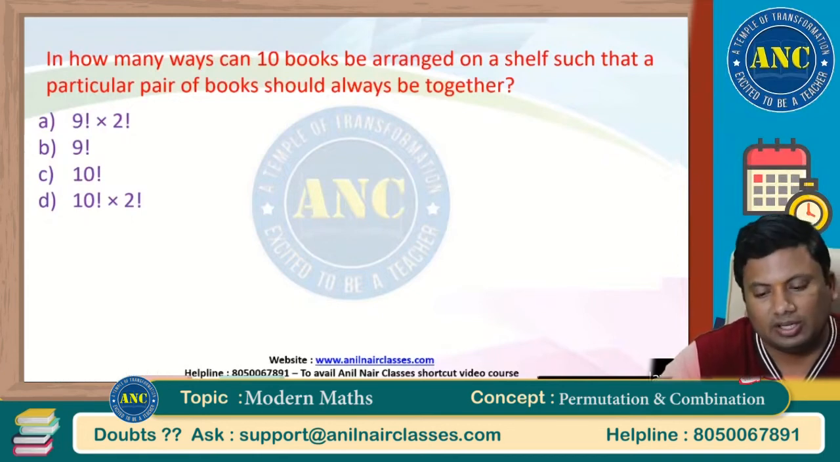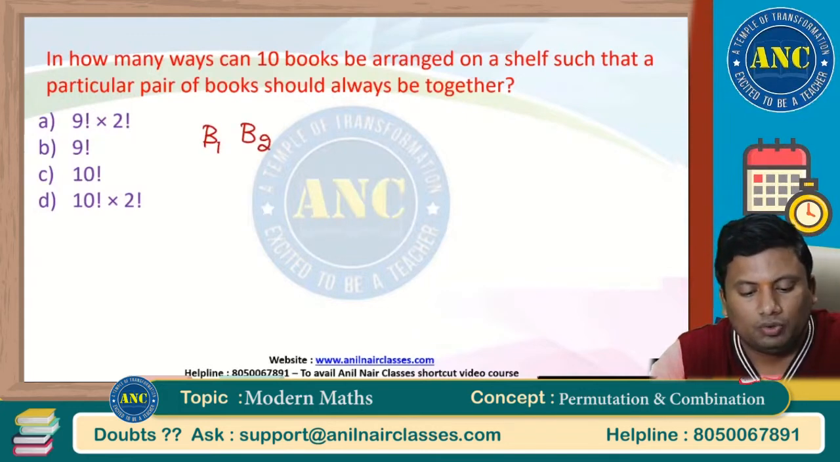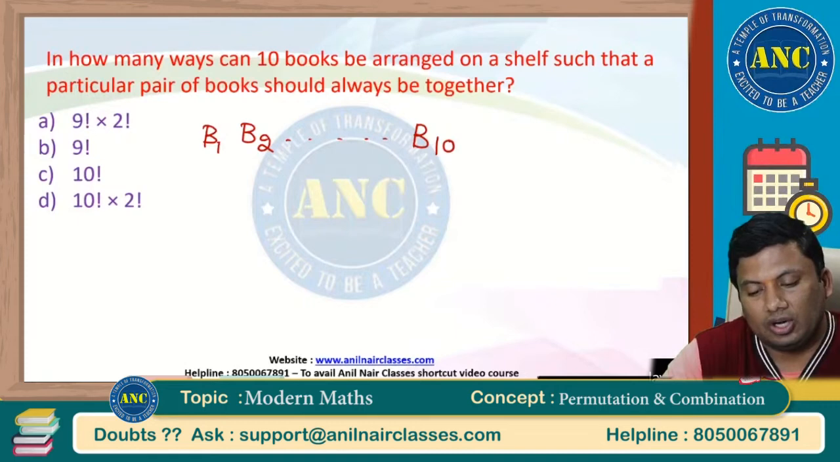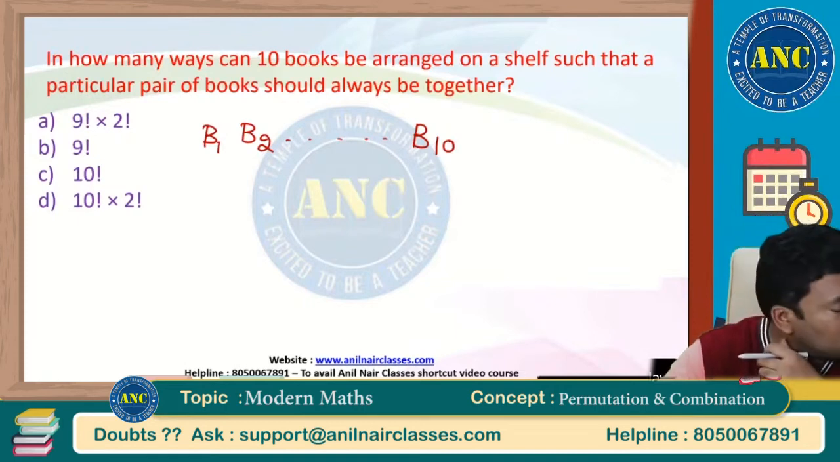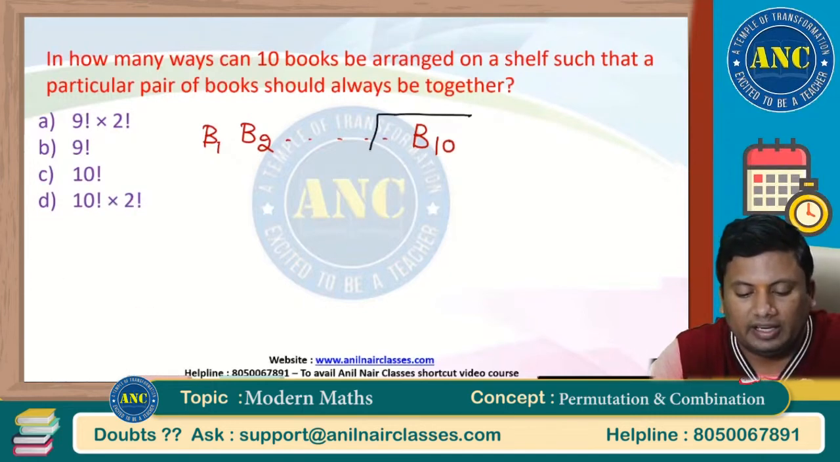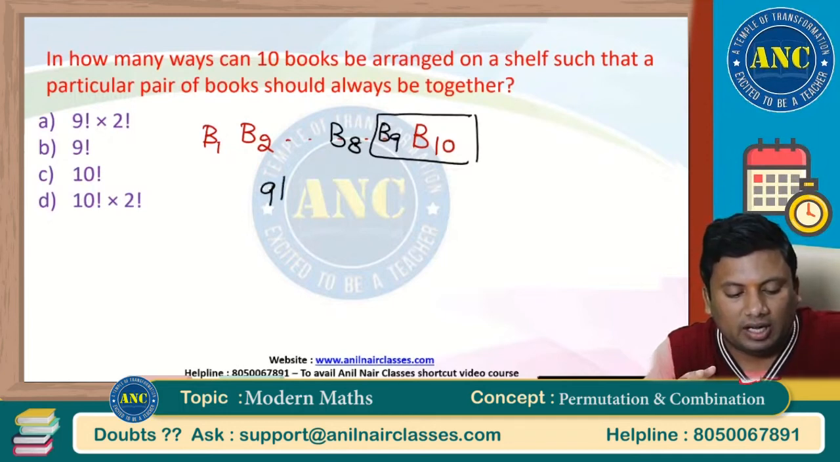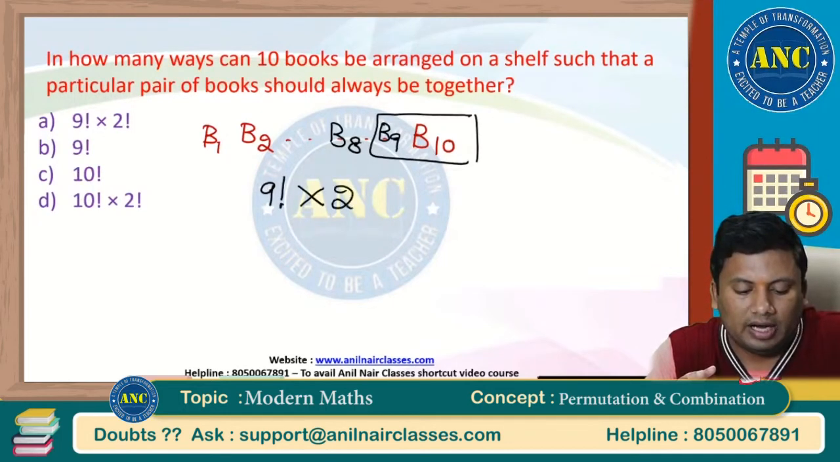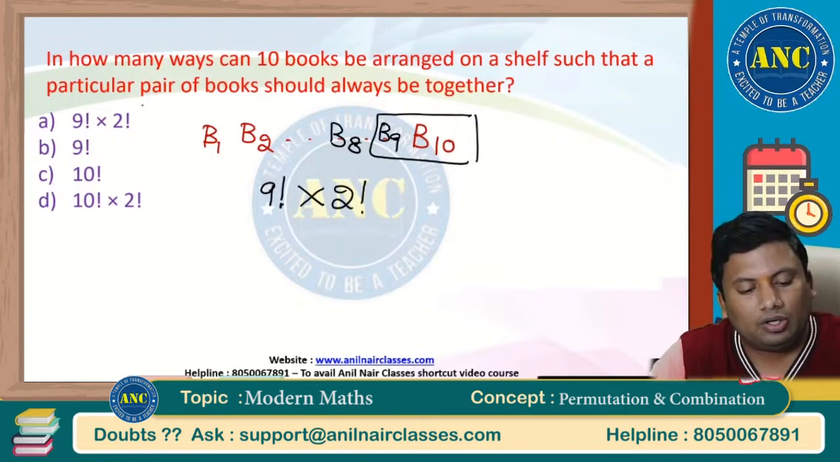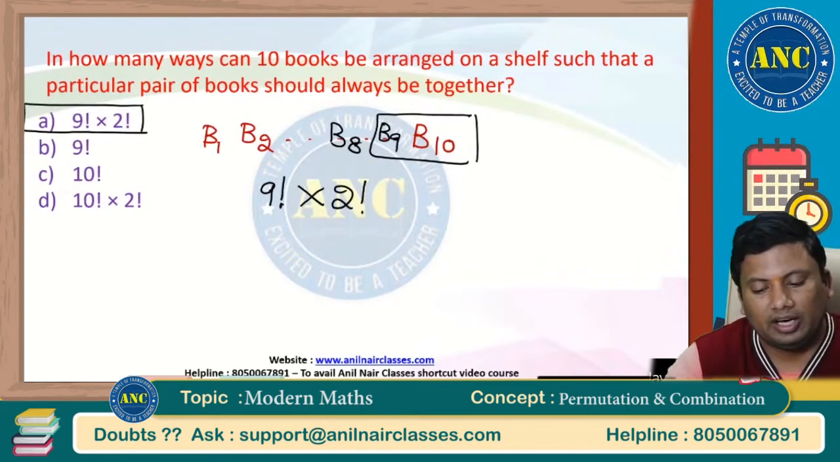In how many ways can 10 books, B1, B2 and so on up to B10, be arranged on a shelf such that a particular pair of books is always together? If I take B9 and B10 together, B1 to B8 are 8 books, and if I take these two as one unit, 8 plus 1, that is 9 factorial. These two can be arranged among themselves in two ways. Answer is nothing but 9 factorial into 2 factorial.